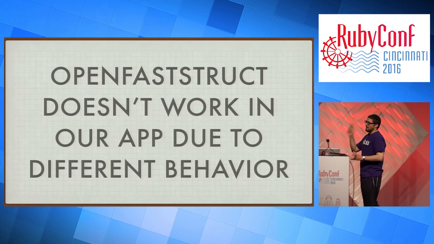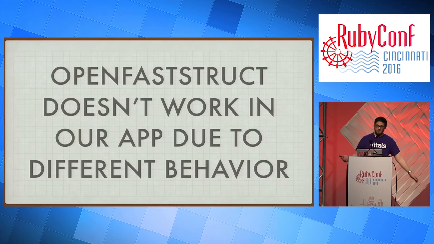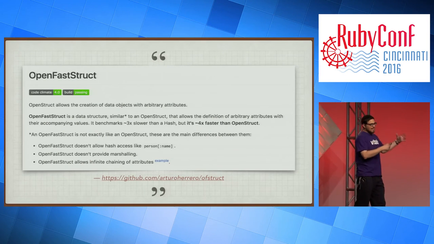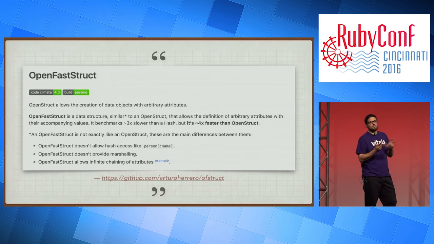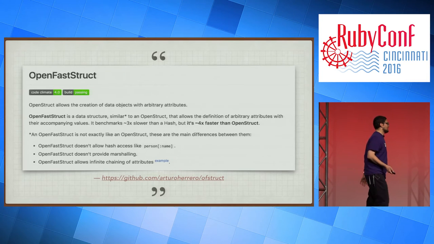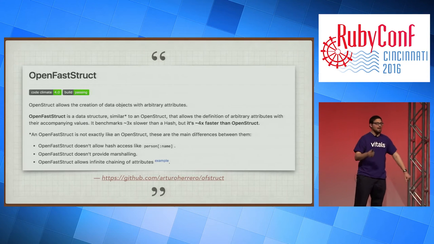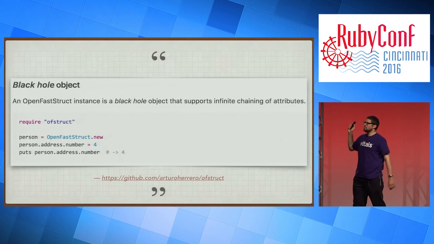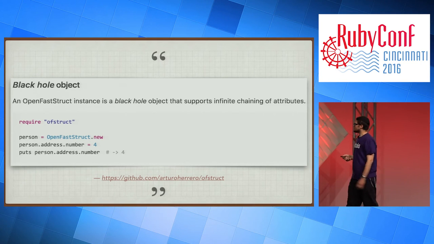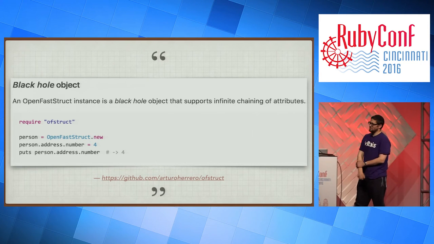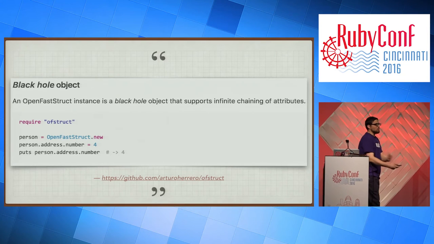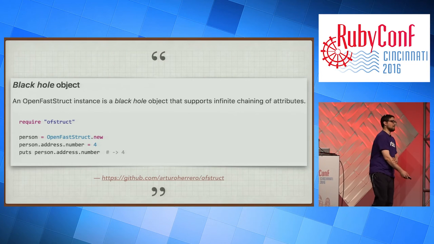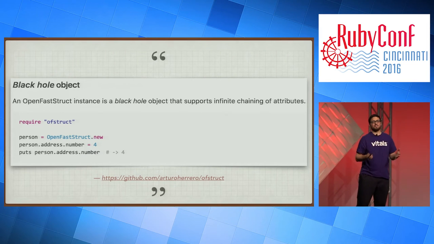But I want to understand why Arturo Herrero made that design decision. So if we go back to the documentation, it actually says outright, there are a few differences between OpenStruct and OpenFastStruct. And if you look at the last one, it says it allows infinite chaining of attributes. And there's a link to an example. The example says that OpenFastStruct is a black hole object, which supports infinite chaining of attributes. We create an OpenFastStruct called person, and then we call person.address.number = 4, and indeed we can retrieve person.address.number.